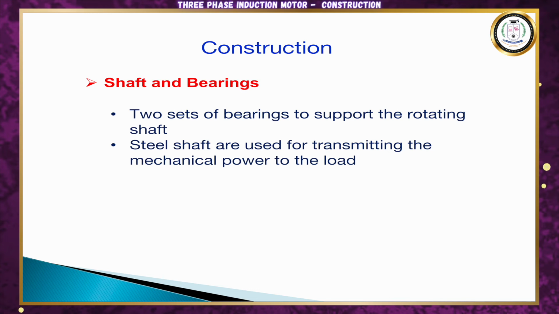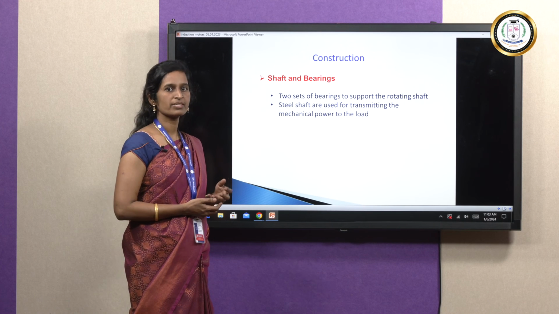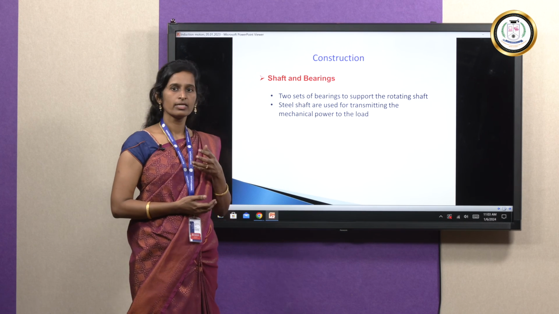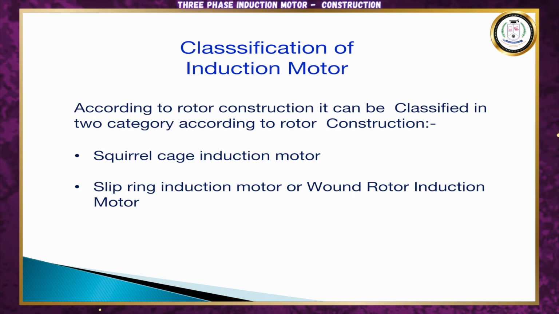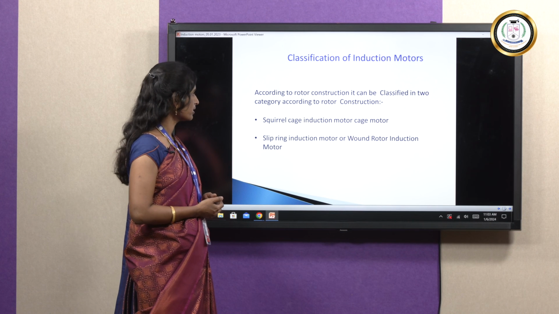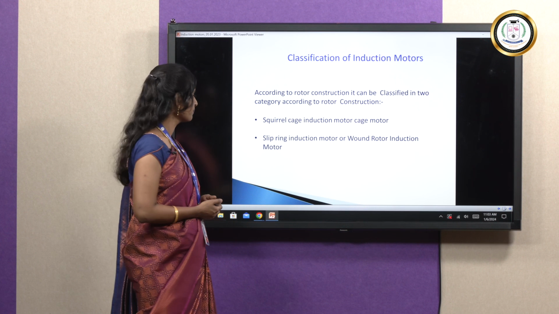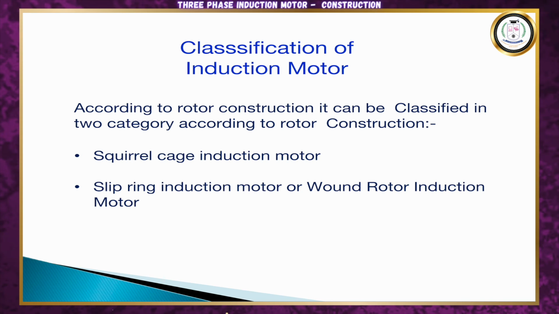Next, shaft and bearings. We have two sets of bearings to support the rotating shaft, and we have the steel shaft which is used for transmitting the power from the motor to the load. We can classify the induction motor based on the rotor construction into two different types. One is squirrel cage motor, another one is slip ring motor. Squirrel cage motor is also called cage motor. Slip ring induction motor is also called wound rotor induction motor.